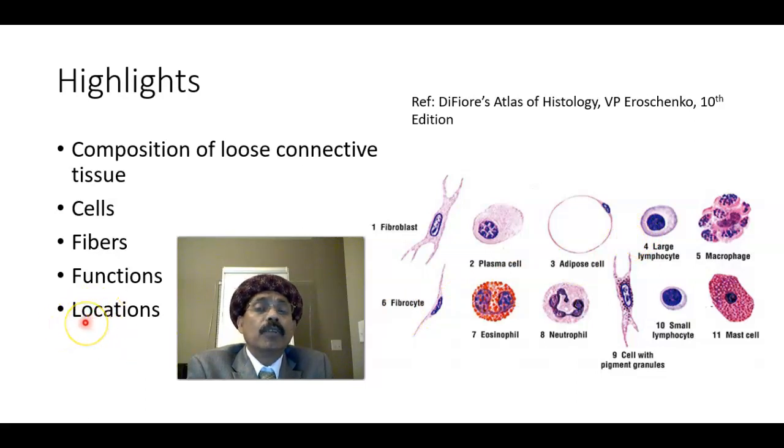Location, it is present in the subepithelial connective tissue. It is present in the subepithelial papilla of the skin. It is present in the mesentery, in the gland just beneath the glandular epithelium. It is present in the adventitia of the blood vessels. So there are many locations of the loose areolar connective tissue.